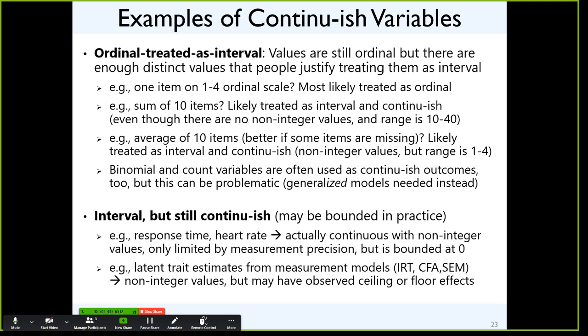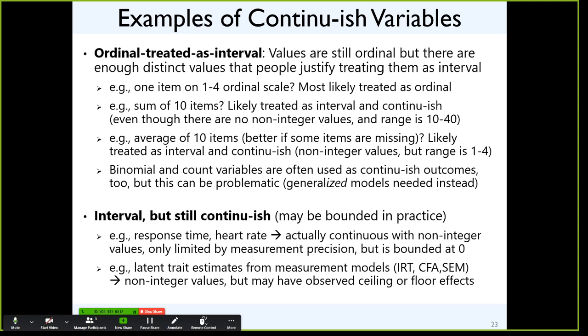But somehow, if we take those 10 items that are each scored that way and we either sum them or create a mean, we call that continuous. It's not, but there's enough distinct values where it starts to approximate something that truly is. It does still have a lower bound for the minimum if you got all the lowest values, and an upper bound if you had the highest one for all the items. Those are known as floor effects or ceiling effects, respectively.